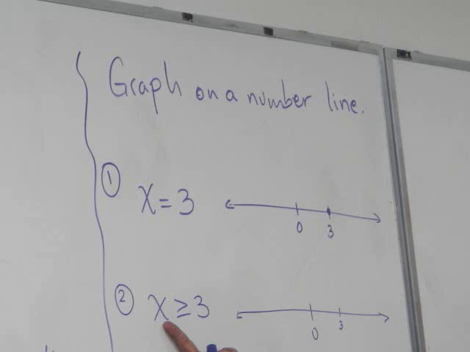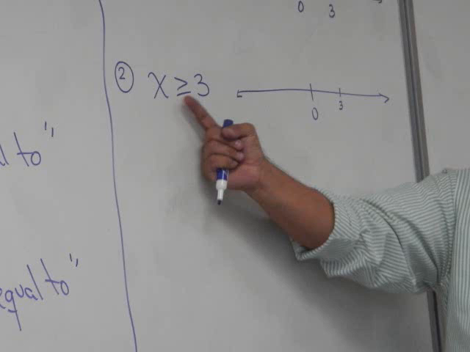Okay? Now, how do we indicate that x can be greater than or equal to a number? So, you tell me where 0 is, right? You find the number in question, 3. Now let's think about this for a moment. Is the number 3 greater than or equal to 3? It's equal to, right? It is not greater, but it is equal to.